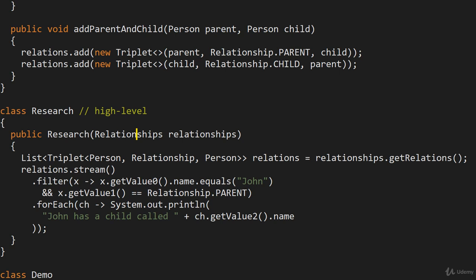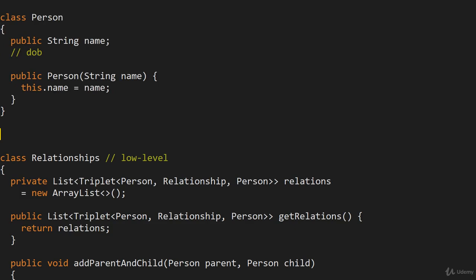Now, remember, the second hint of the dependency inversion principle was that you should depend on abstractions instead. So how would you depend on an abstraction? Well, first of all, you have to introduce an abstraction. So I'm going to go up here and I'm going to introduce an abstraction. It's going to be an interface called a relationship browser.